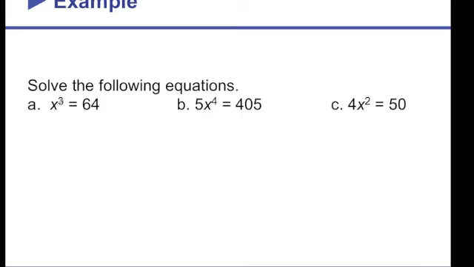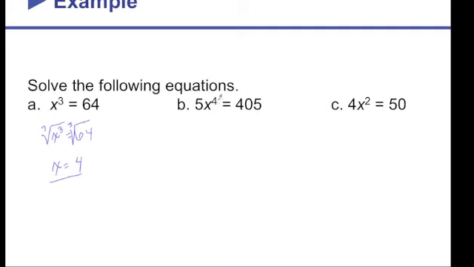So we have x to the third equals 64. Well, what we're going to do is just take the third root of both sides. So the third root and the third root. The third root and cubing it cancel each other out. So x will equal the third root of 64, which is 4. So we've solved that equation.